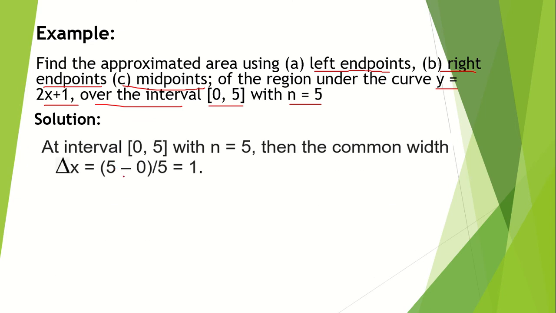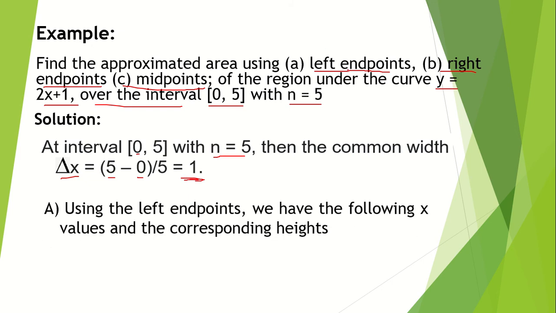First, we compute the width of the vertical rectangles. We have 5 rectangles, and the width is delta x. The formula is the quantity of the upper limit, which is 5, minus the lower limit, which is 0, divided by n. Our n here is also 5. So 5 minus 0 divided by 5 is equal to 1. Therefore, the width of the 5 vertical rectangles is equal to 1.